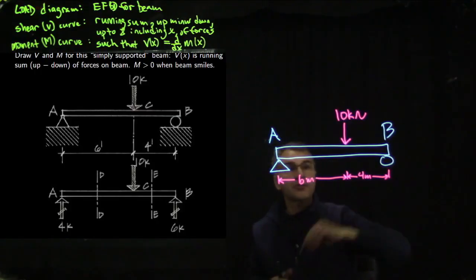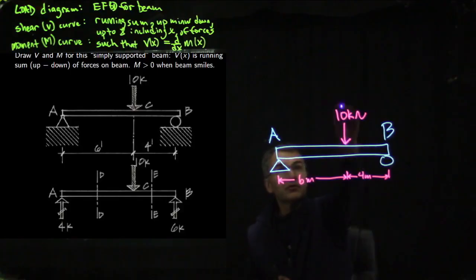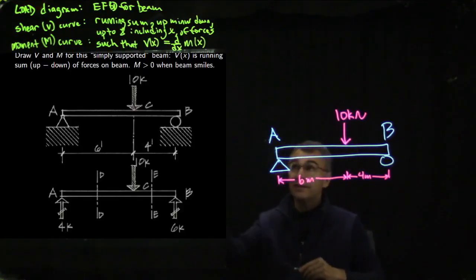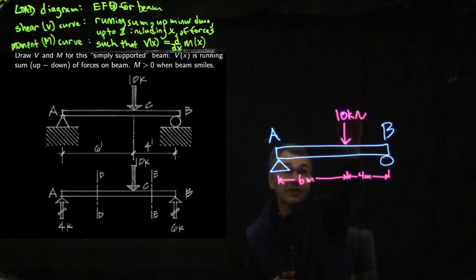So this combination is called simply supported. And then there's a single 10 kilonewton load. It's 10,000 pounds in the original diagram, but I'm going to call it 10 kilonewtons. So it's a 10 kilonewton concentrated load, 6 meters from A and 4 meters from B. So the total length of the beam is 10 meters.